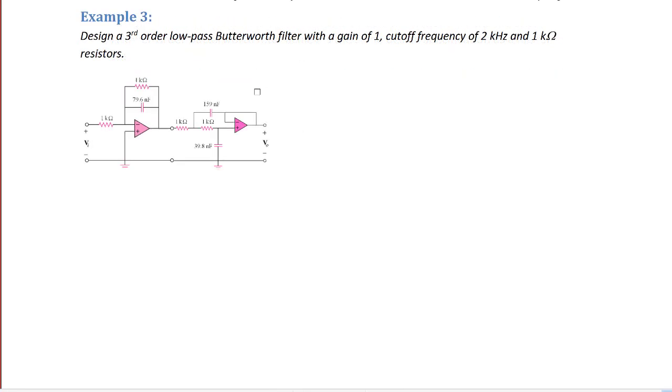Example 3. Design a third order low pass Butterworth filter with a gain of 1, cutoff frequency of 2 kHz, and 1 kilo ohm resistors.